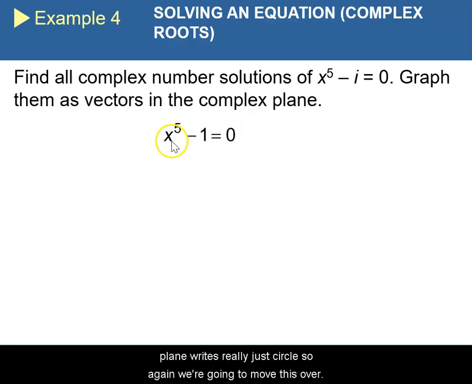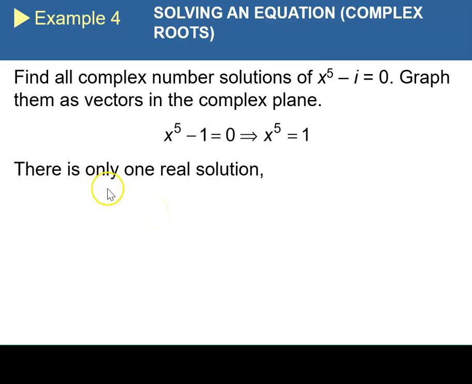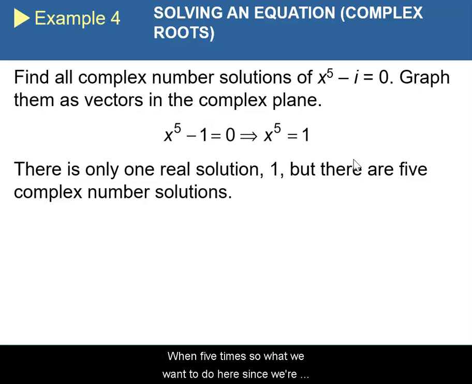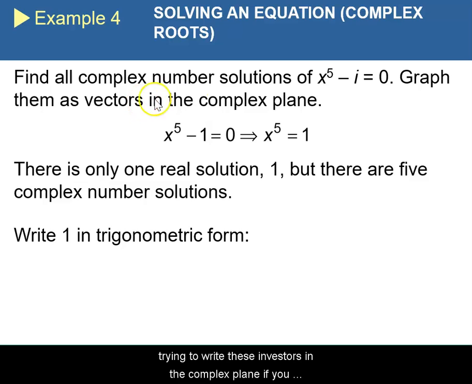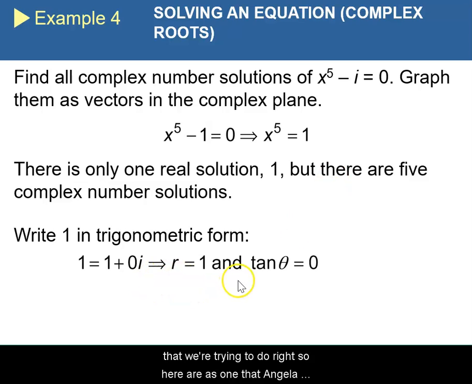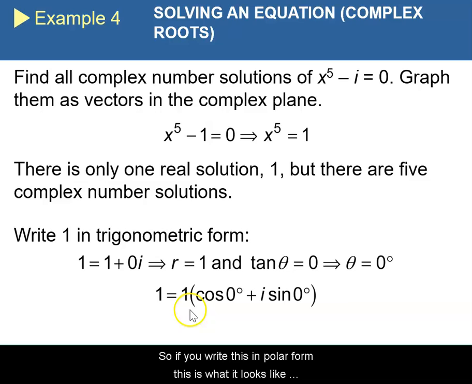So again, we're going to move this over, and then take the 5th root. And here there's only one solution because this is positive, not negative, which is 1, so we basically have 1 five times. Since we're trying to write these as vectors in the complex plane, we have to write 1 in its polar form. Here r is 1, the angle is 0 because it's on the x-axis, the real axis. So if we write this in polar form, this is what it looks like.